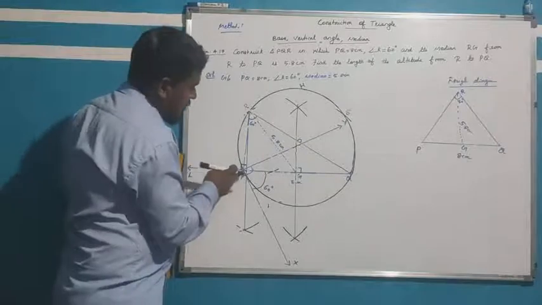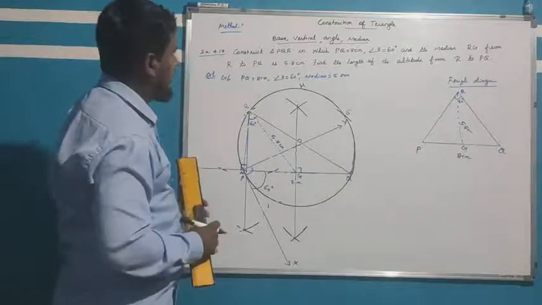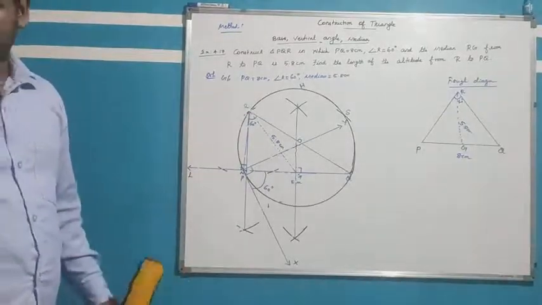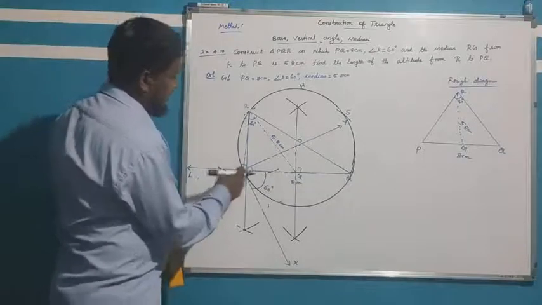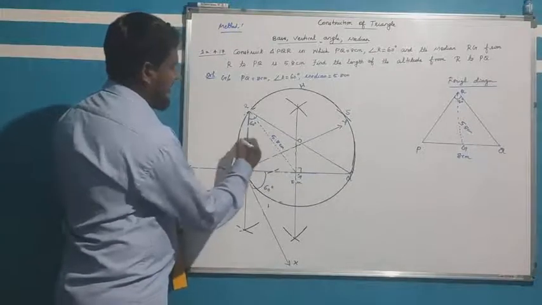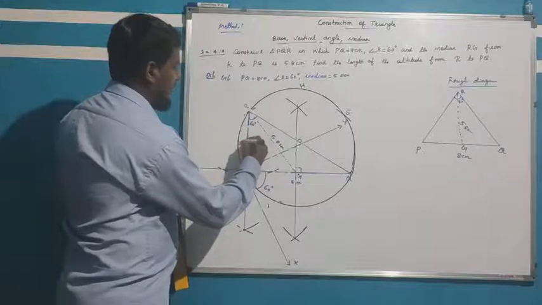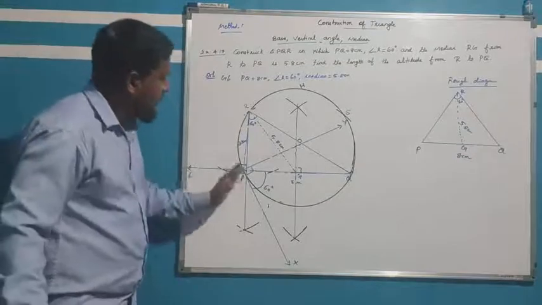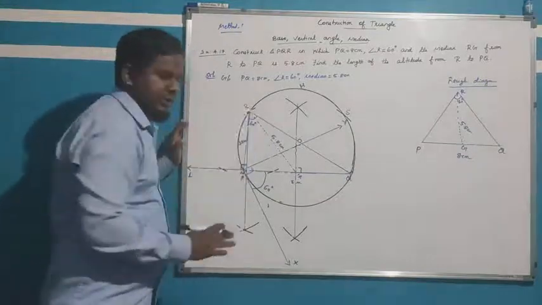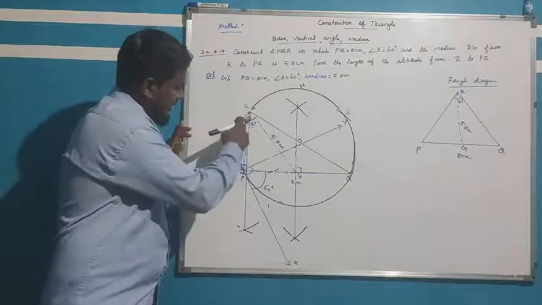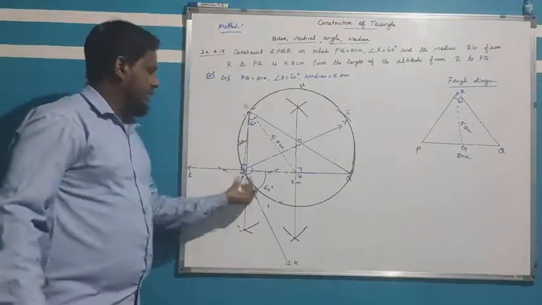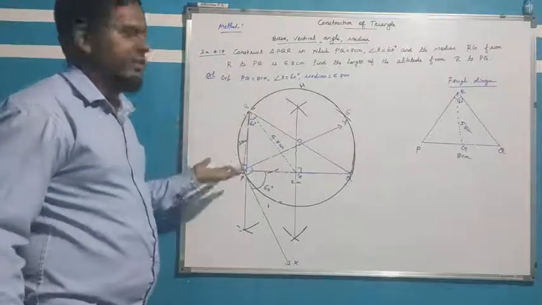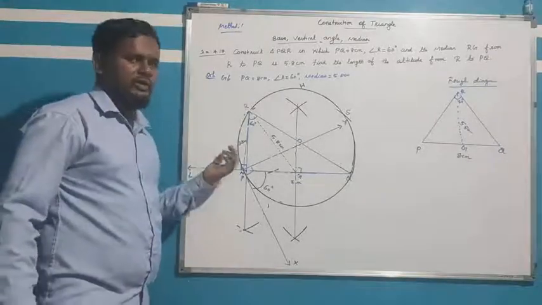Then take the ruler and measure here from R to M. How much length is there? For example, for me it is 3.5 centimeter. For you it may come slightly differently, because I did it approximately. So from R to M, how much length? For me 3.5, for you some difference may come.